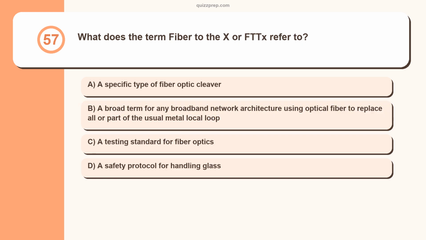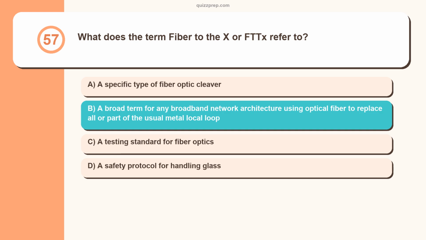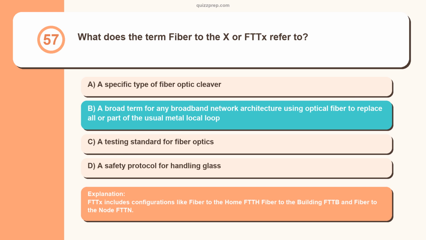Question 57. What does the term fiber to the X or FTTX refer to? A specific type of fiber optic cleaver. A broad term for any broadband network architecture using optical fiber to replace all or part of the usual metal local loop. A testing standard for fiber optics. A safety protocol for handling glass. FTTX includes configurations like fiber to the home (FTTH), fiber to the building (FTTB), and fiber to the node (FTTN).